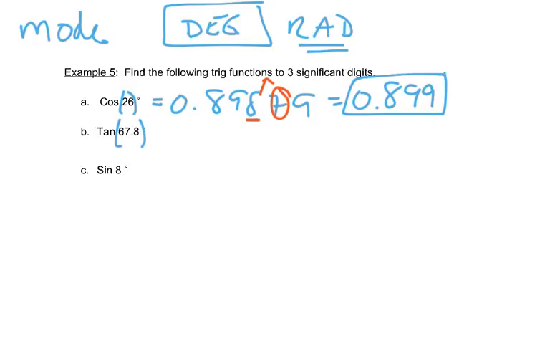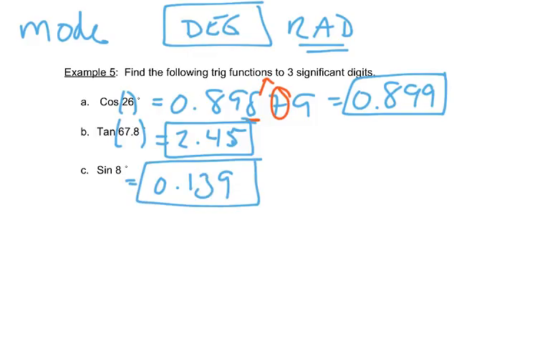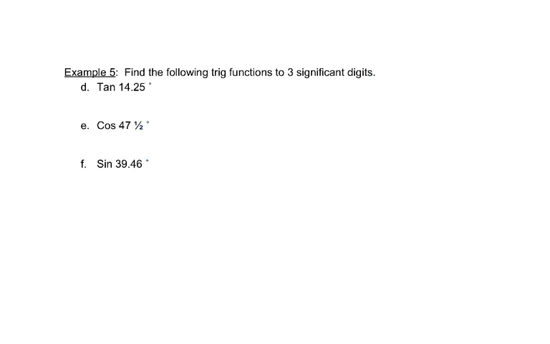So if we look at the next one, this is tangent of 67.8, so we just hit our tangent button, 67.8, and that gives us 2.45. So that is three significant digits. The next number is a 0. So that would be our answer. And then we can do sine of 8, which is 0.139. The next number is a 1. So this is our three significant digits.